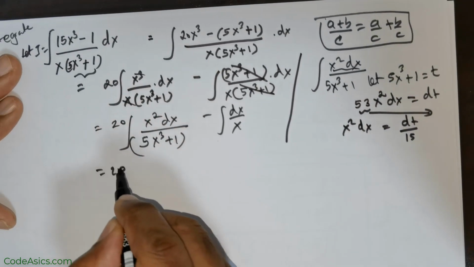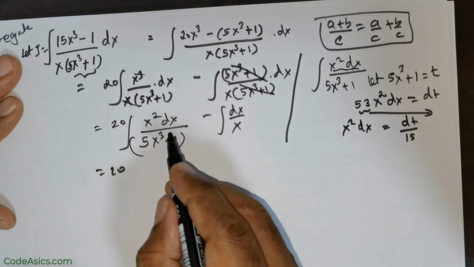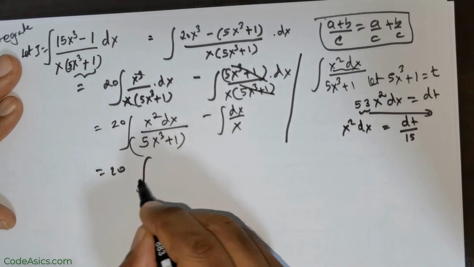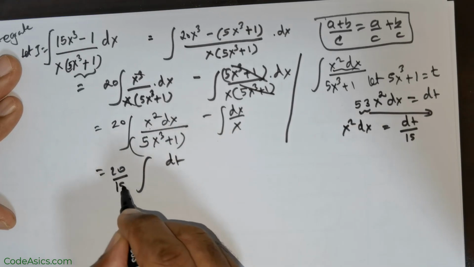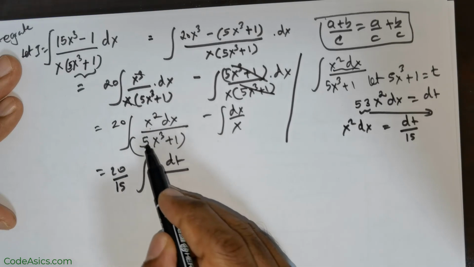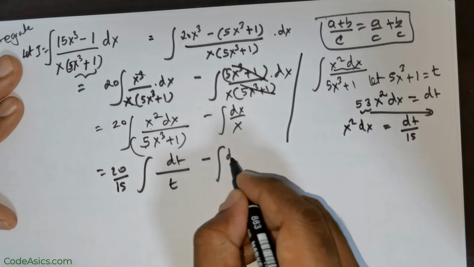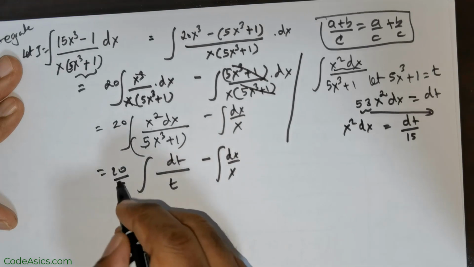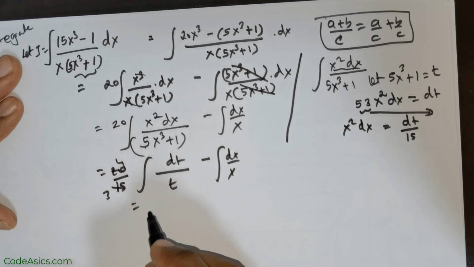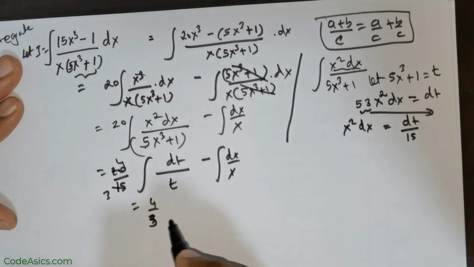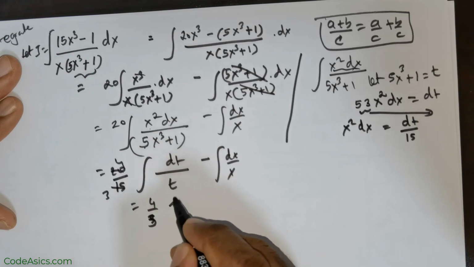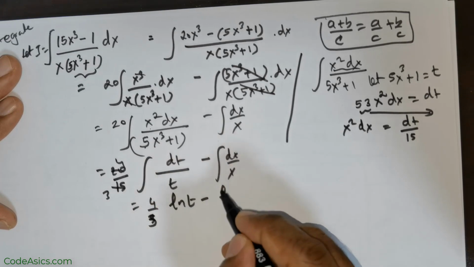So take this and substitute it here. So this is equal to 20, in place of x squared dx, I'm going to substitute dt divided by 15 over 5x to the power of 3 + 1, which is taken to be t, minus integral dx over x. So this is equal to, 5 can divide here 3 times, 5 can divide 4 times, so 4 over 3. Integral of dt gives me ln t, integral of dx gives me ln x.